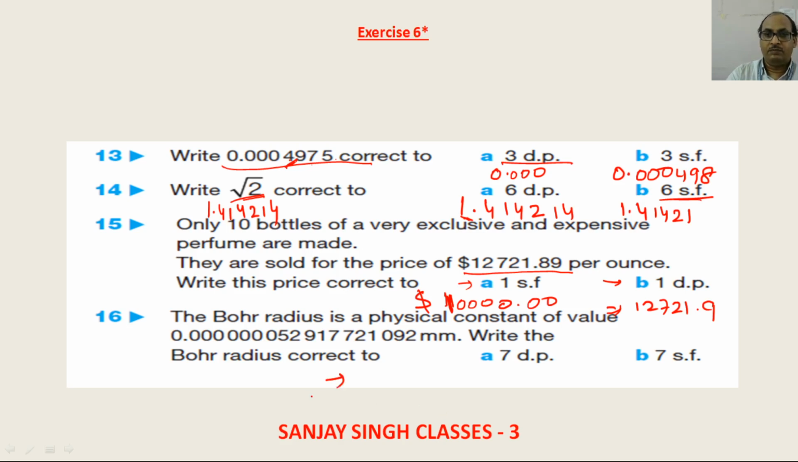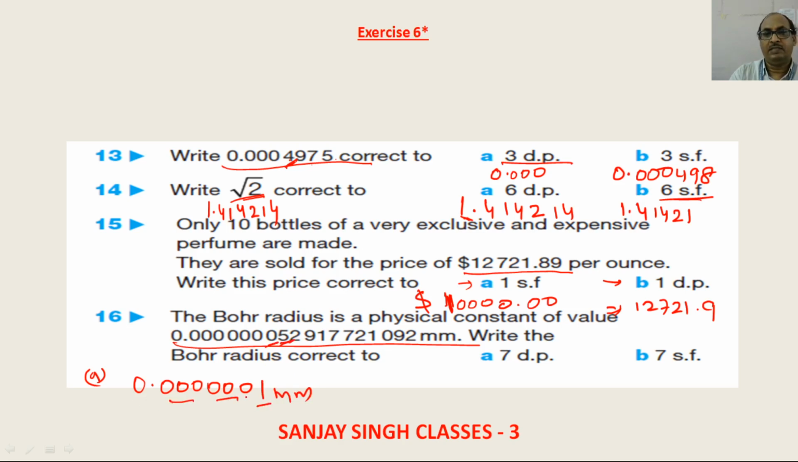Now this one, the Bohr's radius is a physical constant of value. This much value is given. We need to write the radius correct up to 7 decimal places. So for 7 decimal places, we can say 0.36, and due to this 5 it will become 1, so it is 1 mm.